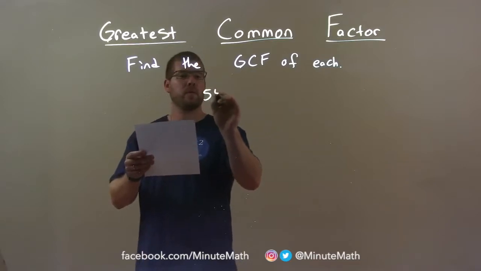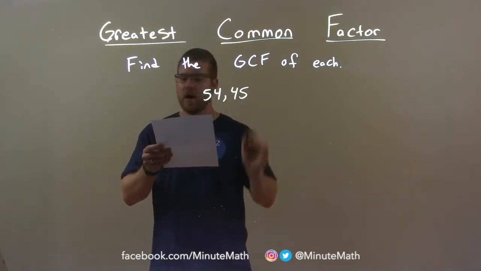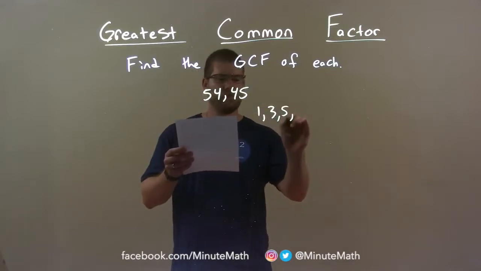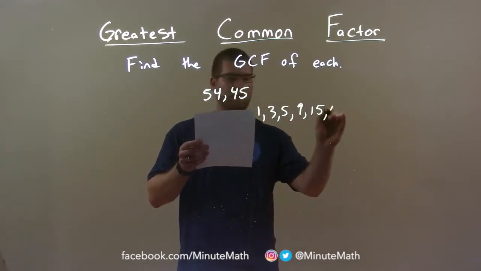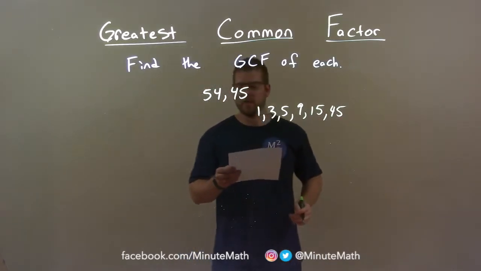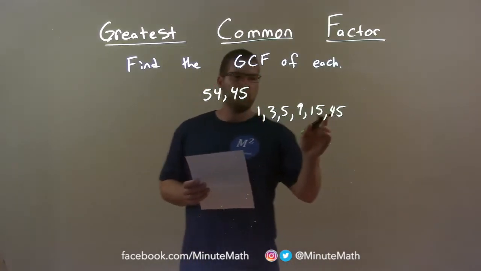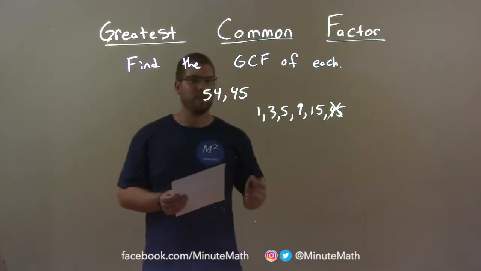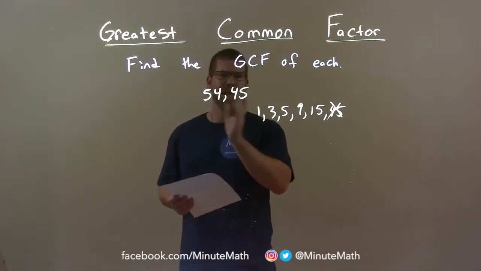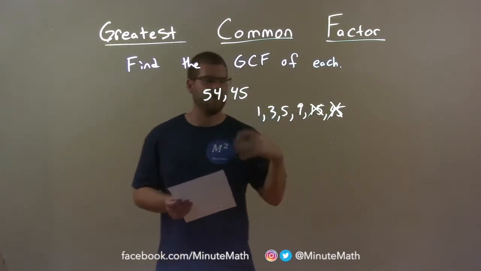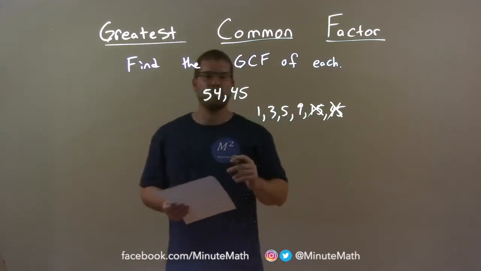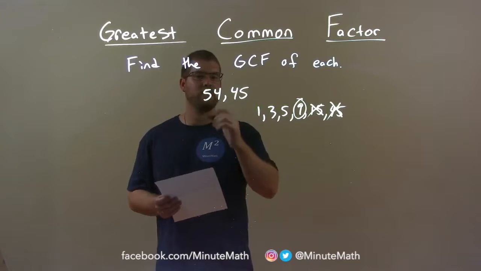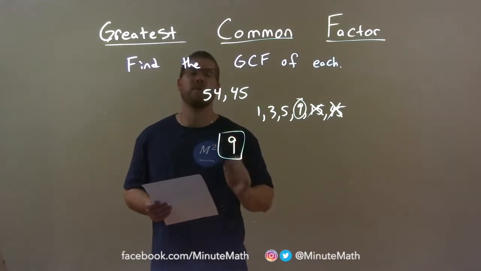54 and 45, okay? Well, what are the factors of 45? We have 1, 3, 5, 9, 15, and 45. Those are the factors of 45. So what's the greatest one that also goes into 54? Well, 45 can't go into 54. That's not possible. 15, well, 54 doesn't end in a 0 or 5, so that one's already out, and not even worth trying. 9 goes into 54 6 times, right? So 9 works for both, goes into 45 and 54, so 9 is my final answer.